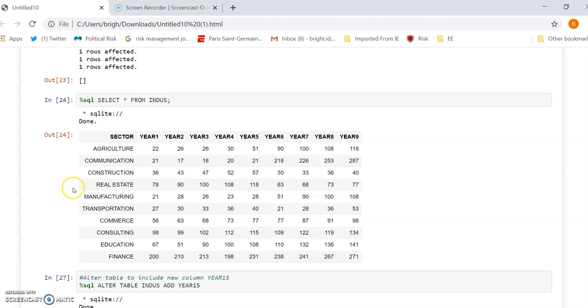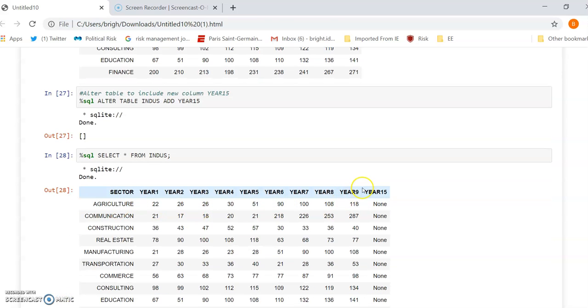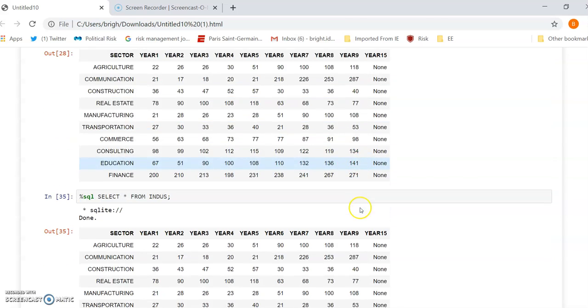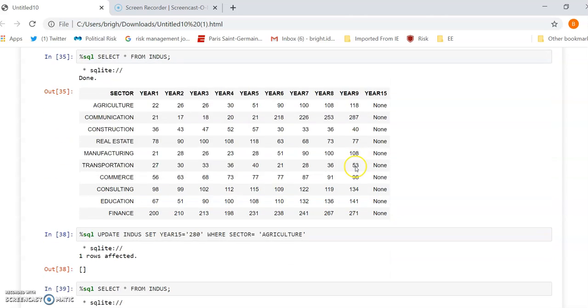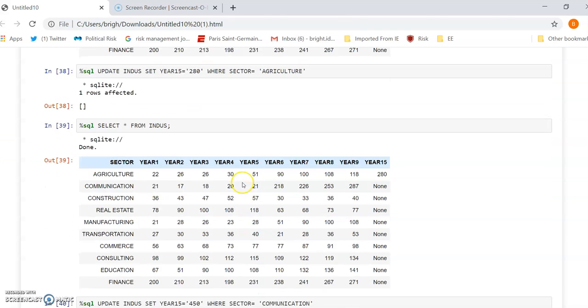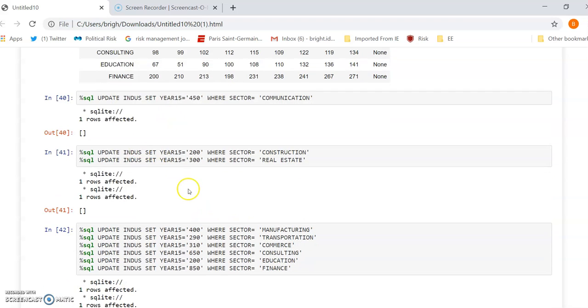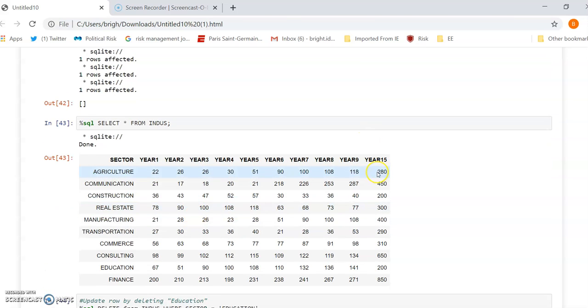I used the alter table command to include an extra column, which is the projected column. So this is year 1 to year 9, and I included this column using this alter command. So I had this year 15. I've done that. I also have to populate it. I tried just one row first, the agriculture row, which worked. Afterwards I inserted the others, and I arrived at this entire table.